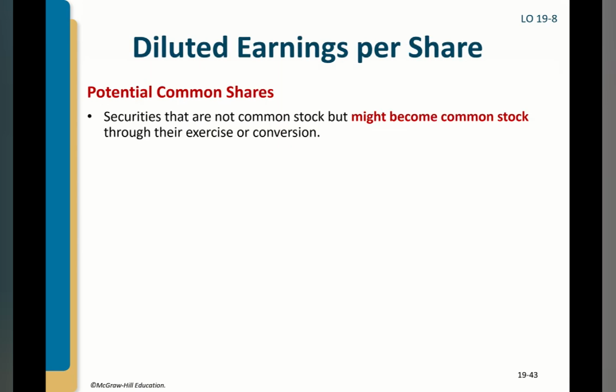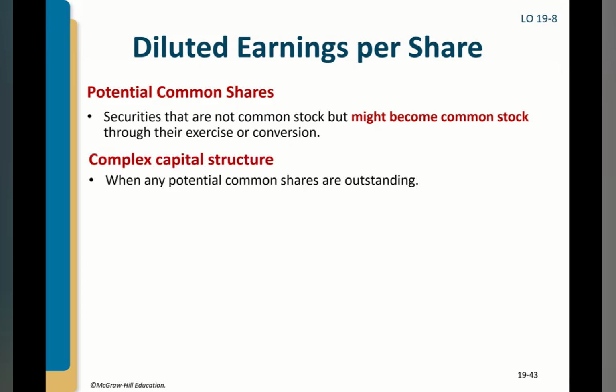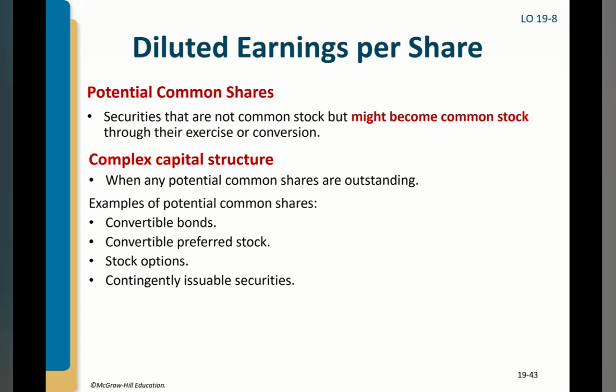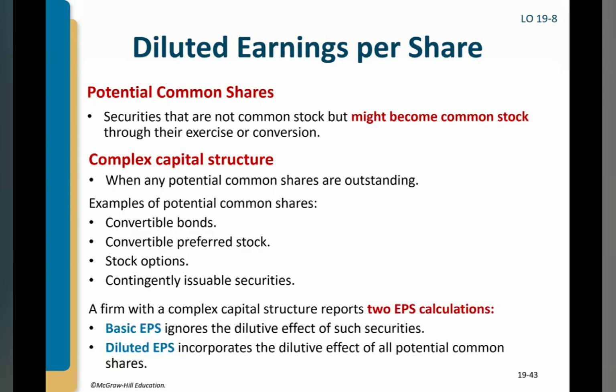Diluted earnings per share. Potential common shares: securities that are not common stock but might become common stock through their exercise or conversion. Complex capital structure: when any potential common shares are outstanding. Examples of potential common shares are convertible bonds, convertible preferred stock, stock options, and contingently issuable securities. A firm with a complex capital structure reports two EPS calculations. First, basic EPS ignores the dilutive effect of such securities, and second, diluted EPS incorporates the dilutive effect of all potential common shares.